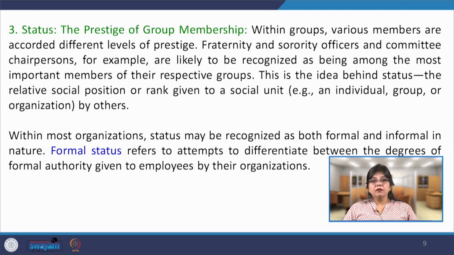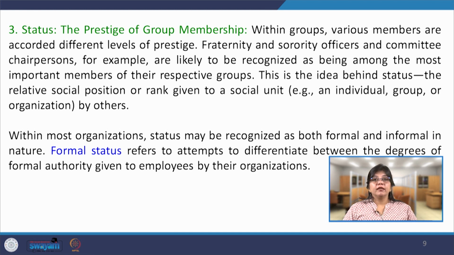Status of a person who holds a particular rank attaches some dignity, some perks, some recognition to that person. It can be about association with any group which has a success history and people would rally around the success of that group, or any organization that people would like to associate themselves with. So, within any group, status can be both formal and informal in nature.